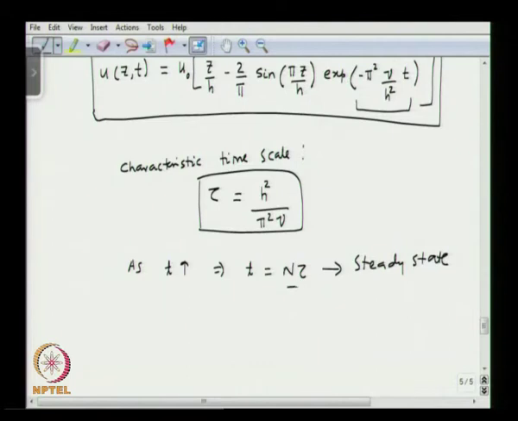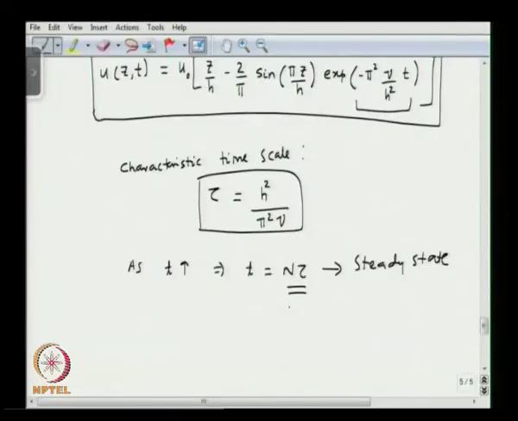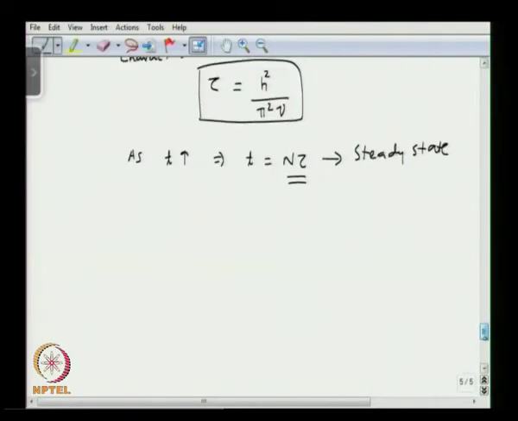Okay. So, what it means is that as the characteristic time constant is small, we obtain the steady state very quickly. Okay. So, if you are talking about a Couette flow situation where the height between the two plates is small or the kinematic viscosity is very high, the steady state will be attained very quickly. Okay. So, if you look at the profile, how it is going to vary with time.